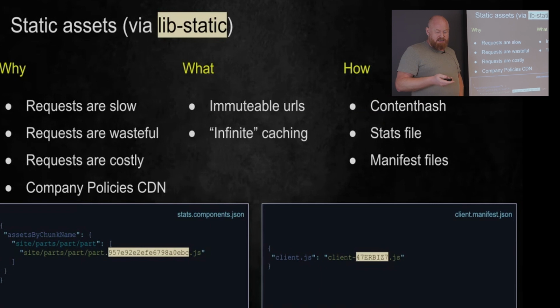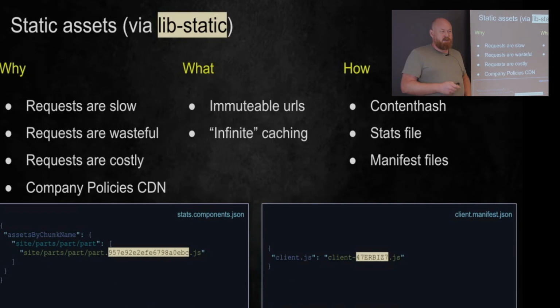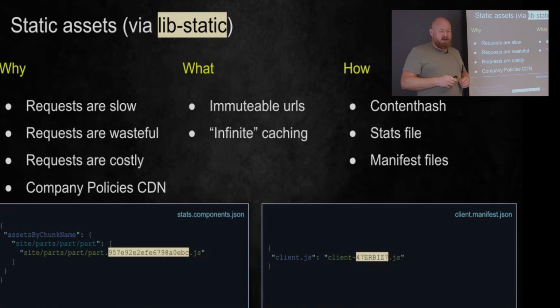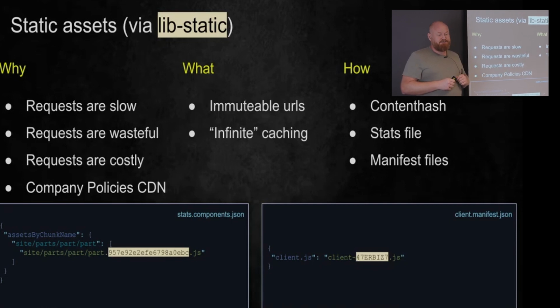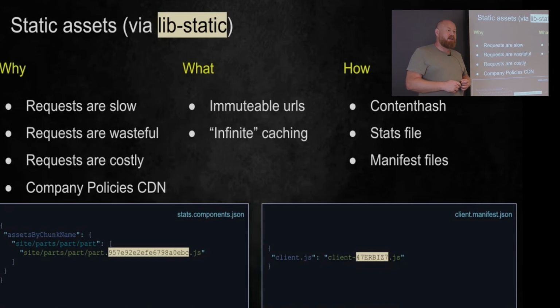And what you basically achieve then is immutable URLs. What that means is behind this URL, you always get exactly the same thing. And if that thing changes, then it's actually a new URL. So this means that on the browser you have infinite caching. Yeah, it's very nice.